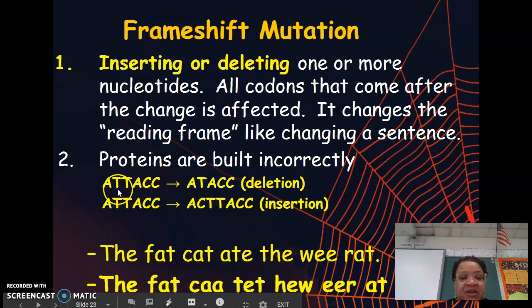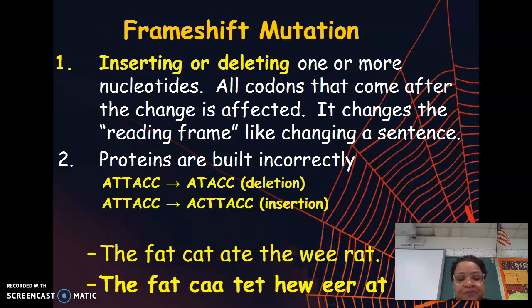So for example, the ribosome reads the messenger RNA 3 bases at a time, right? So ATT-ACC, if one of the bases were deleted, that second T in the first codon, it would read ATA, which is of course a different amino acid. If this is an insertion, we inserted a C in that first codon, so it would read as ACT instead of ATT, and that also would be a different codon.